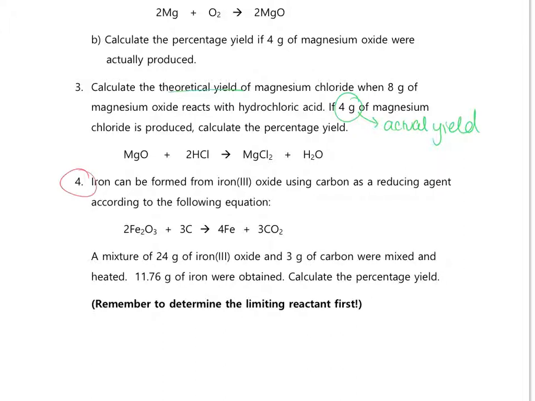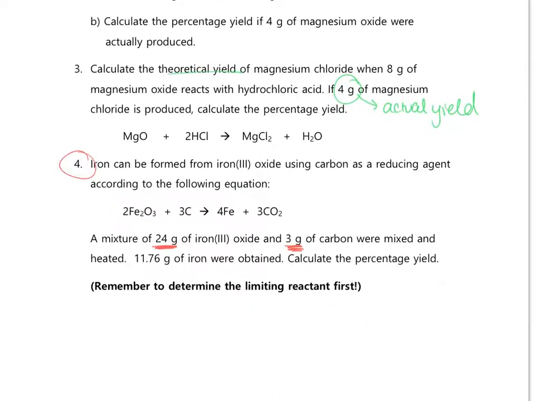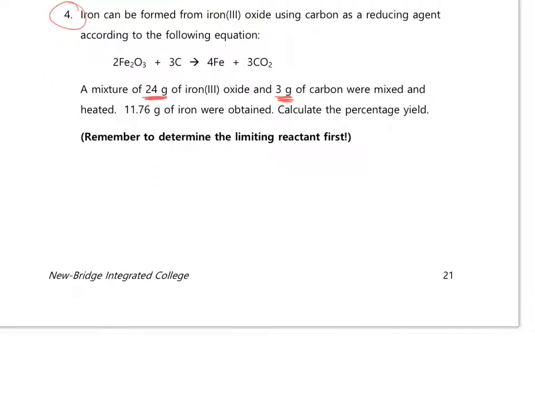Question 4 is the one you need to be particularly careful about. And there's a reminder there at the end of the question anyway. But here, you've been given the mass of 2 of your reactants, 24 grams of iron oxide and 3 grams of carbon. So those are your 2 reactants. So what you need to do is work out your limiting reactant first, like we did back in Unit 1. And then calculate your theoretical yield from there. Use that number of moles. So, for example, you've got your 2 Fe2O3 plus 3 carbons. Remember, you need to work out your number of moles of each.